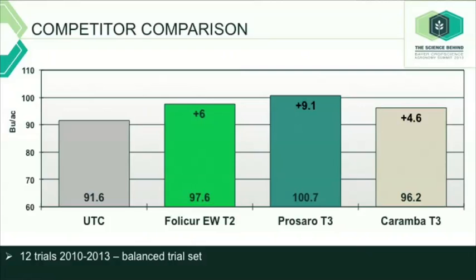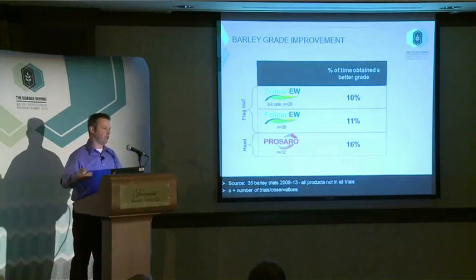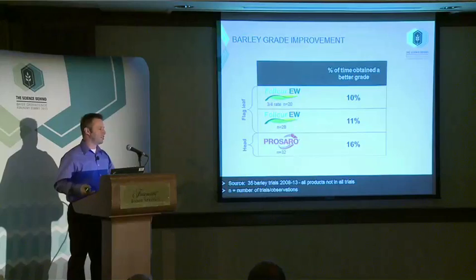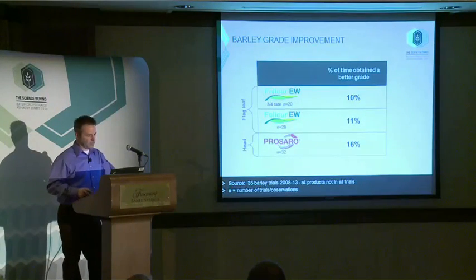When we look at the barley end of things, in terms of the grade, we separated out individual product comparisons versus the untreated. So in the case of, say, down in the bottom here, we've got 32 times where we compared Prezzero against an untreated, and 16% of those times we were able to achieve a better grade. And that's moving basically from a number 3 to a number 2, from a number 2 to a number 1, basis the disease pressure and the grading specs that come through on the elevators.